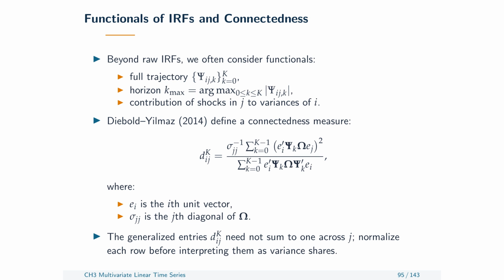Connectedness measures summarize how shocks associated with one variable contribute to forecast uncertainty in another over a chosen horizon. They can reveal directional spillovers and network patterns. Raw generalized shares need not add to 1 across a row, so row normalization is necessary before interpreting them as proportions.